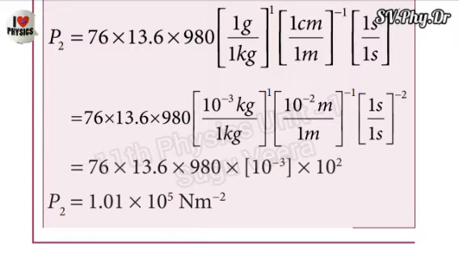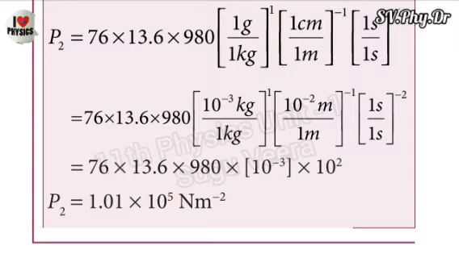Now consider fractional numbers. Any value divided by 1 is equal to that value only. So consider the numerator and the power. 10 to the power of minus 3, to the power of 1, is 10 to the power of minus 3. And 10 to the power of minus 2, to the power of minus 1, the minus signs cancel, so 10 to the power of plus 2. 1 to the power of minus 2 is 1.